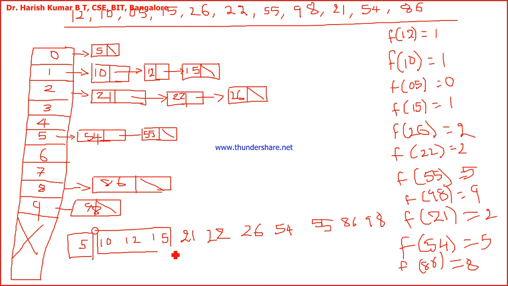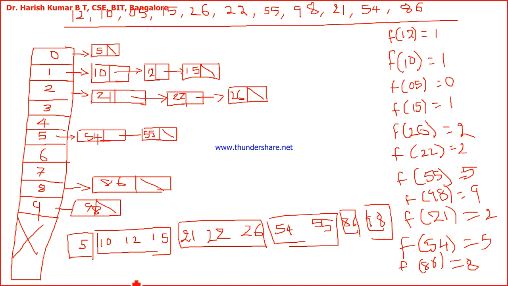Till here it is the second list. This is the third list. This is the fourth list. This is the fifth, and finally this is the sixth. When you concatenate or merge all these lists, you get the sorted array. So this is how the address calculation sorting works.